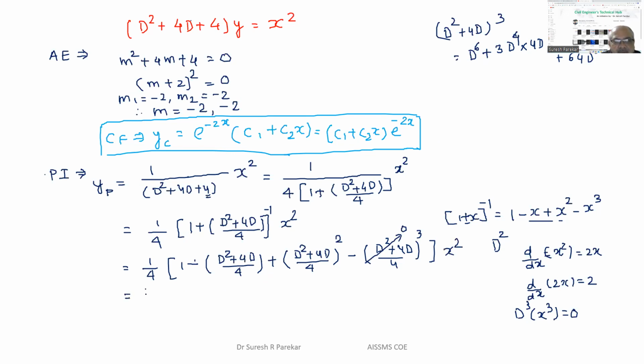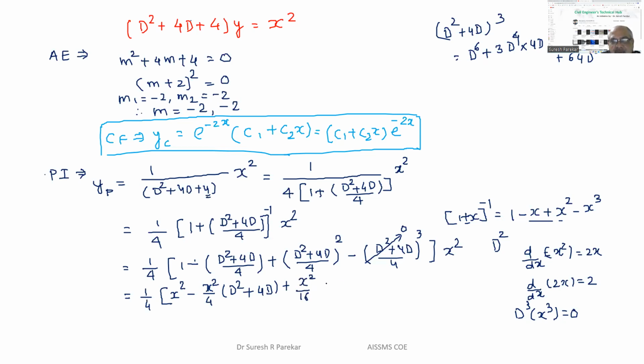And now we have 1 by 4. Now I will take this inside, so multiply x square to all terms. Then we have 1 by 4, or you can write x square by 4, times D square plus 4D. Then plus x square by 16.